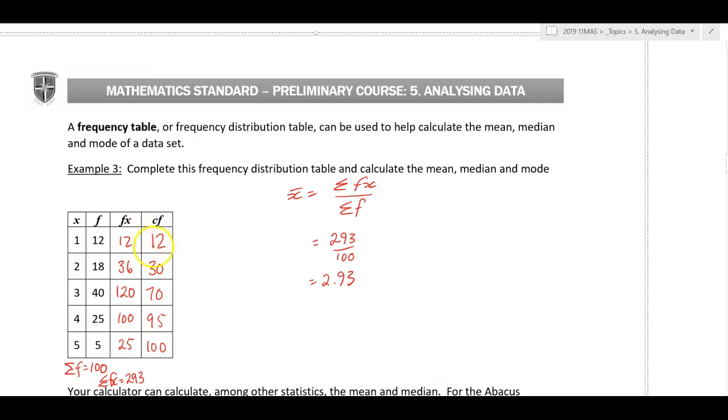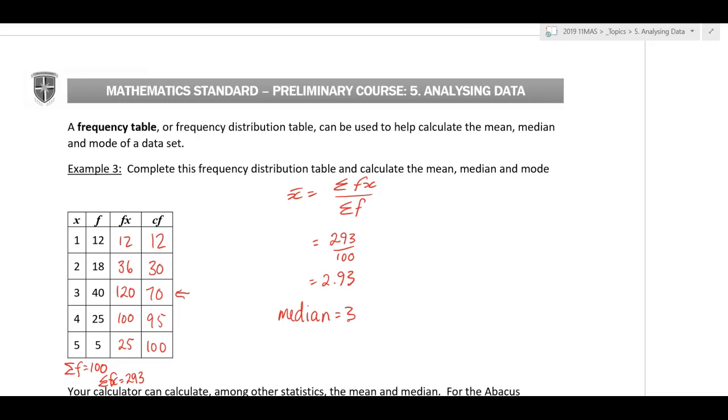Well, the first 12 scores are 1 or below. The first 30 scores are 2 or below. The first 70 scores are 3 or below. So somewhere within all of this list of 3s, imagine that I wrote 100 scores out here with a bunch of 1s, a bunch of 2s, a bunch of 3s, and so on. The 50th and the 51st scores would both be 3s. So the median is equal to 3. And that's a handy sort of trick there, but I'll show you soon that we can do this on the calculator anyway.